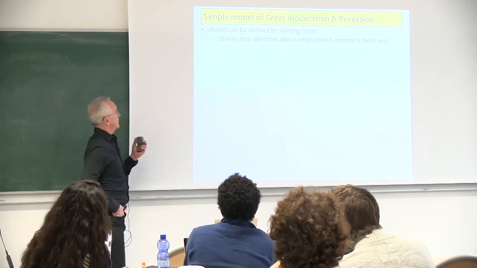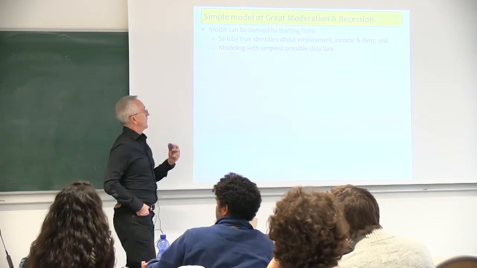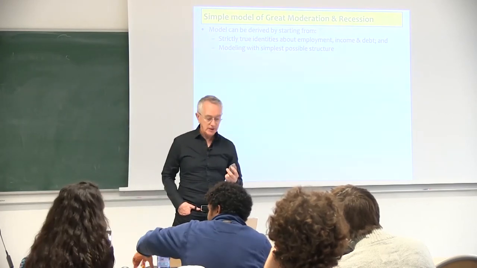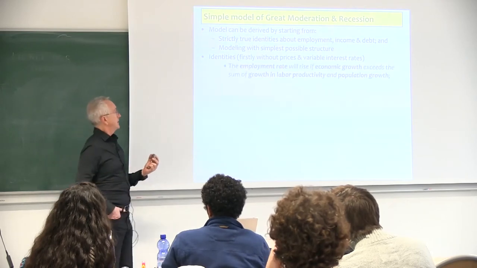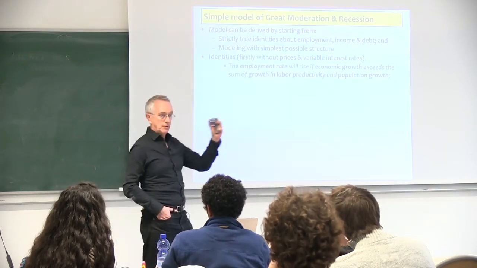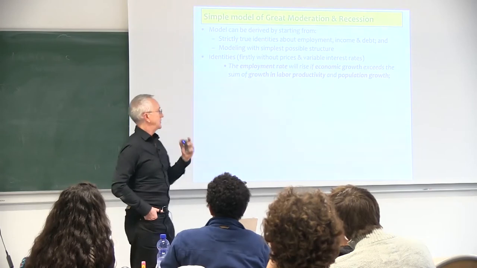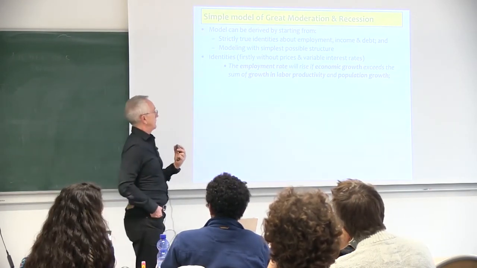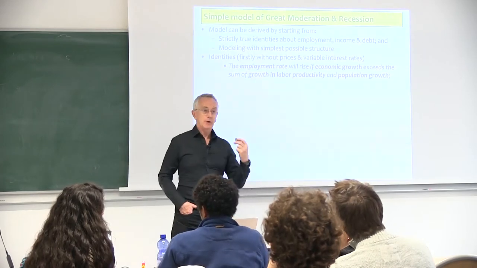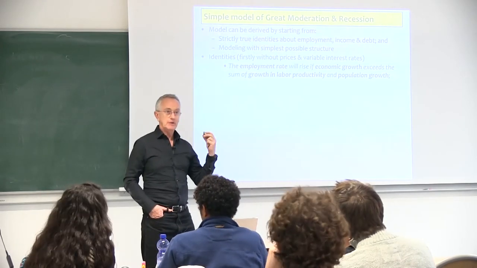So I'm starting with three strictly true identities about employment, income, and the debt ratio, and then model them with the simplest possible structure I can put around that. So the identities start by saying, this is in percentage terms, the percentage employment rate will rise if economic growth exceeds the sum of growth in labor productivity and population growth. That's simply definitionally true.